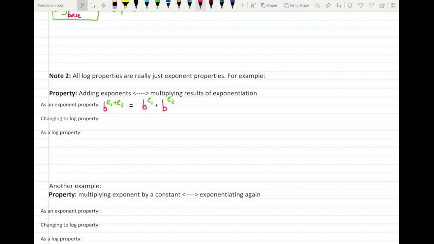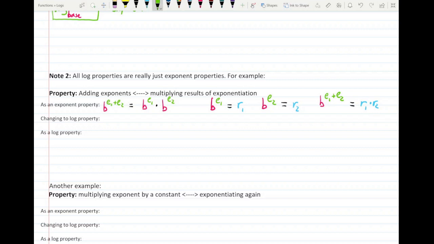Let's name our results of exponentiation. So we'll say that b to the power of e1 is equal to result 1, r1. We'll say that b to the power of e2 is equal to r2. And this lets us say, without using a third variable, that b to the e1 plus e2 is equal to r1 times r2.